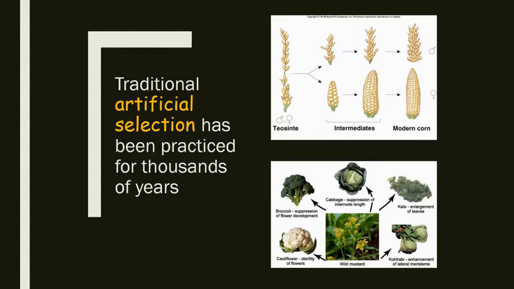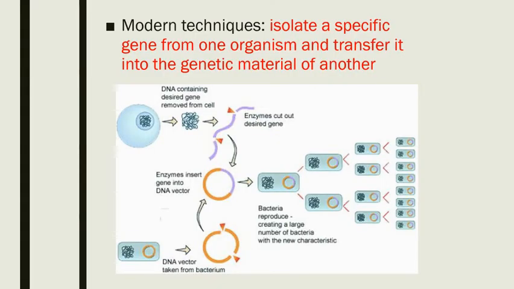Same thing for cauliflower, same thing for broccoli. We've turned plants into all of these things through artificial selection. The modern techniques are to isolate specific genes from one organism and transfer it to another. In this way, it's not possible to do it through artificial selection because we may be talking about different species.